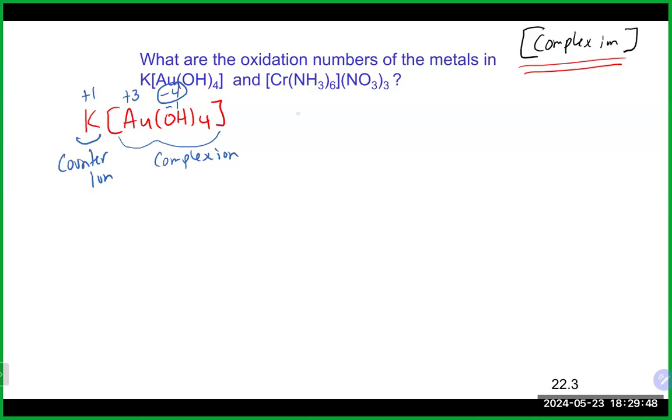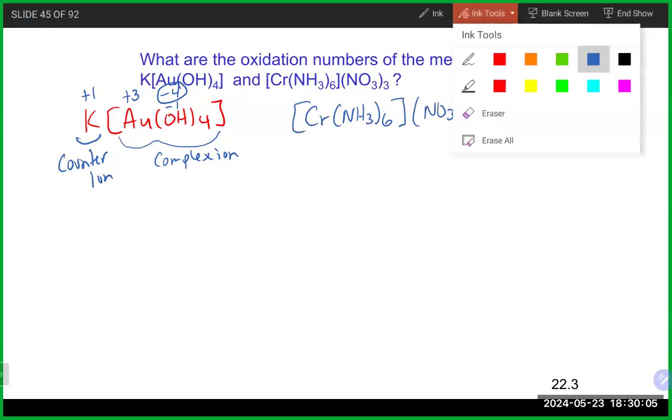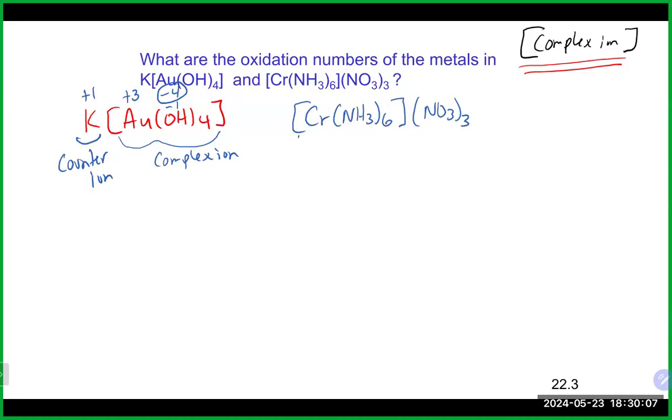Now, if we look at the second one here, we have our brackets coming out first in the formula. And we've got a little parentheses here. So in this case, this front part here is actually going to be our complex ion.